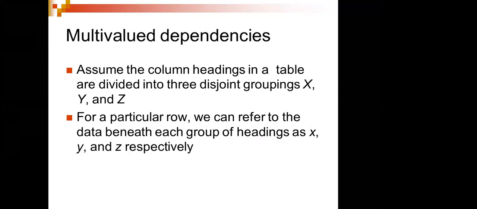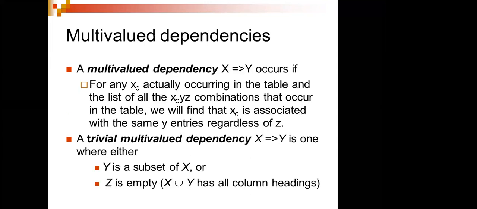So what is the problem? It is called multi-value dependency. That means we have one column which has been divided into three different parts, that is X, Y, and Z. So for a particular row, we can refer to the data, each group of headings, as X, Y, Z, etc. So we have the dependency problem. The multi-value dependency problem is there because a lot of data has been allotted to one person. So how will I try to solve this? In order to solve this, I should think about what the multi-value dependency is.